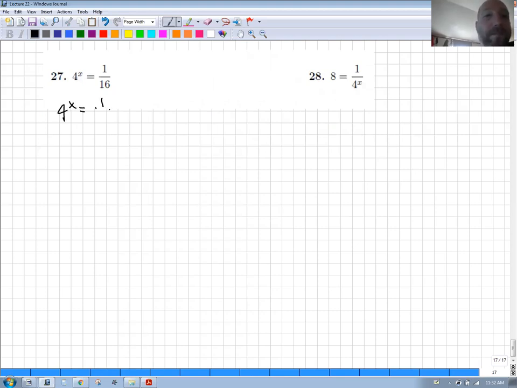16, that's 4 squared, right? And being 1 over, I could rewrite that as 4 to the negative 2. So I have x equals negative 2.